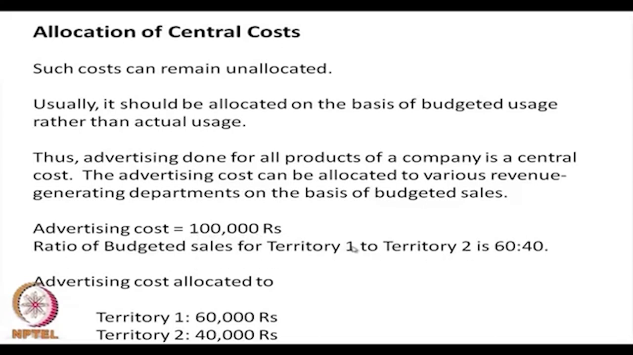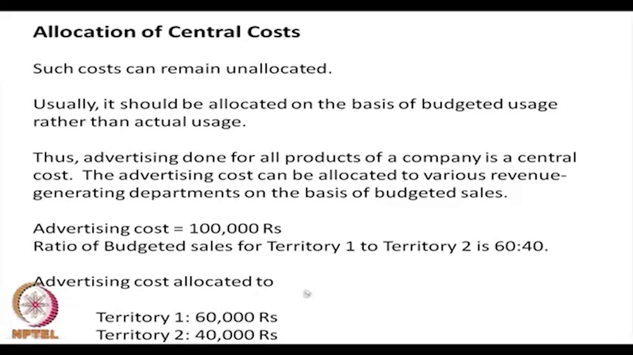Let us say that there are two territories for product distribution, territory 1 and territory 2, and the company hopes that the total sales of territory 1 compared to territory 2 will be in the ratio 60:40. So, 60% of these advertisement cost, which is the central cost, can be allocated to territory 1, and the 40% of this can be allocated to territory 2.